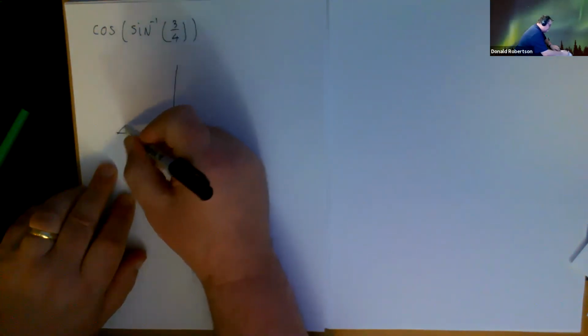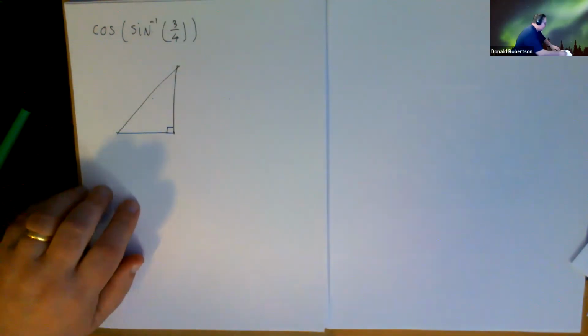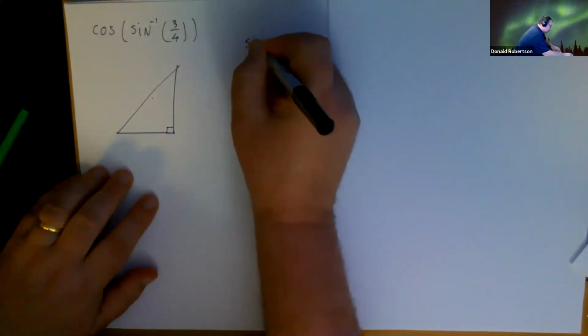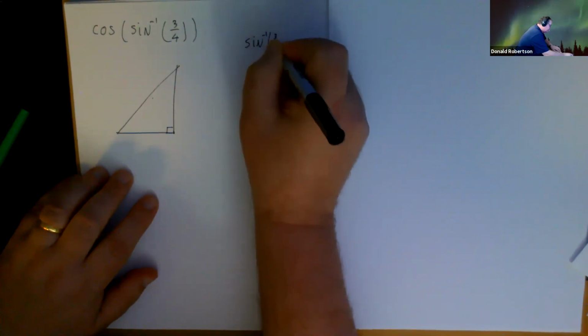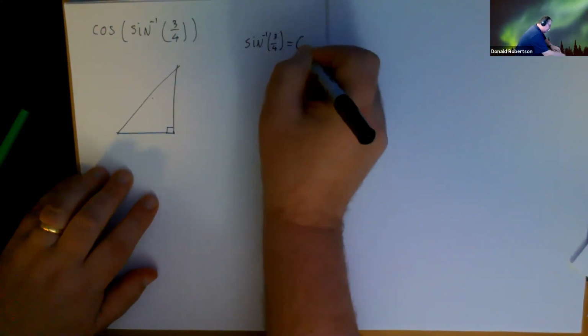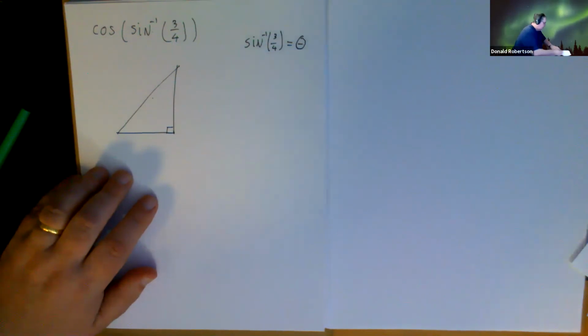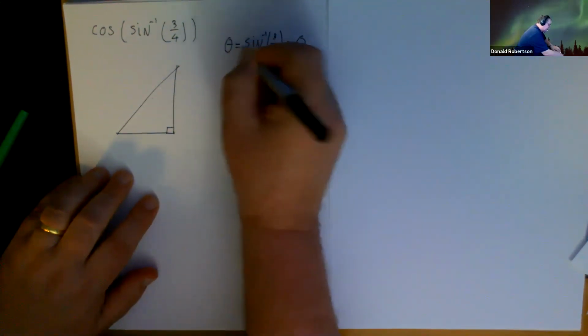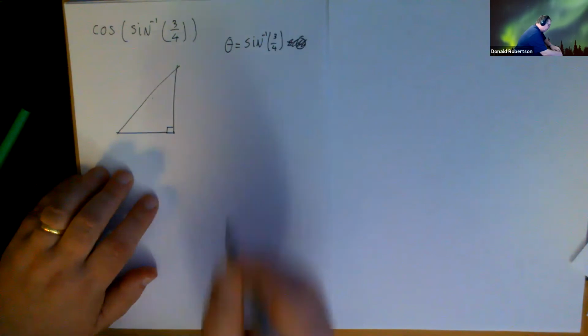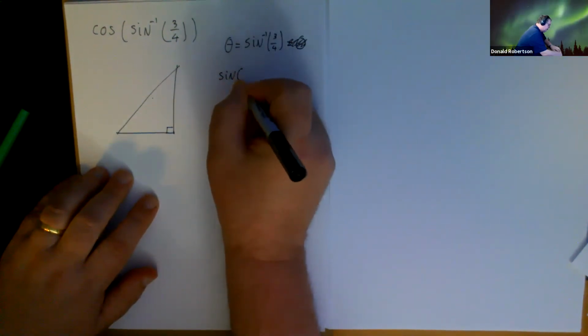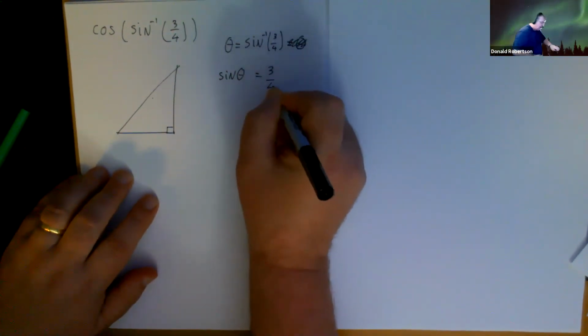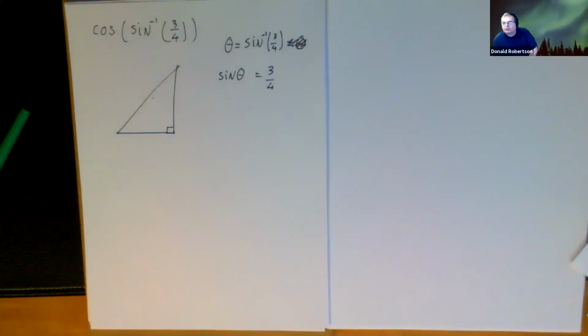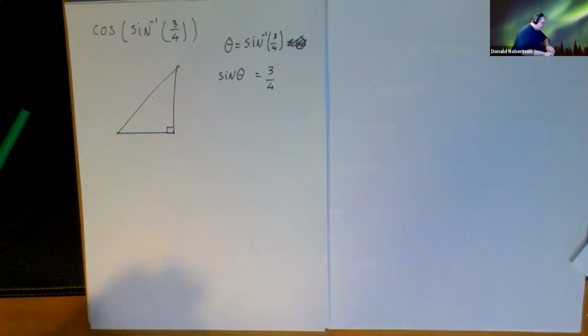So you draw a right angle triangle, and you imagine that theta is this angle. Then if I take the sine of both sides, isn't the sine of theta going to be 3/4? Now, these questions are not going to be dealing with the first, second, third, fourth quadrant stuff. Not right now, right? So we've got 3/4.